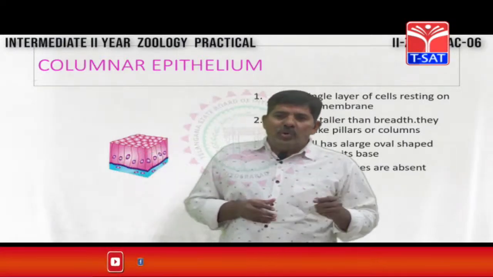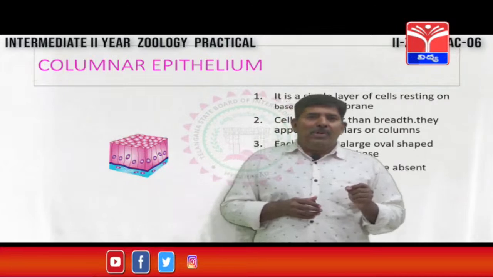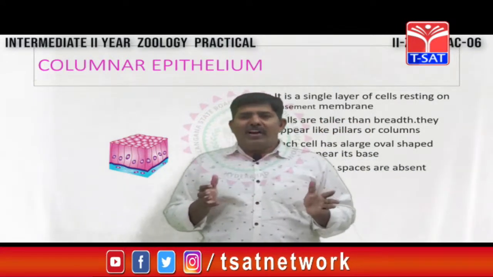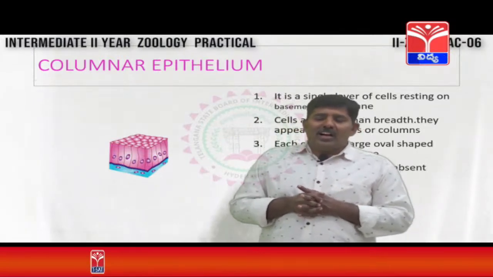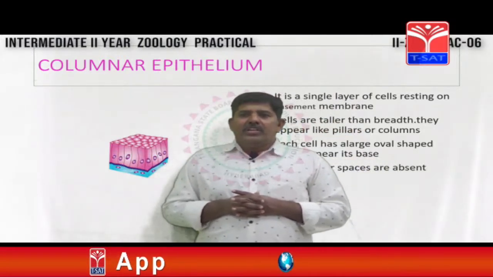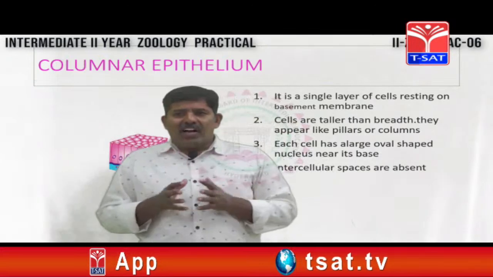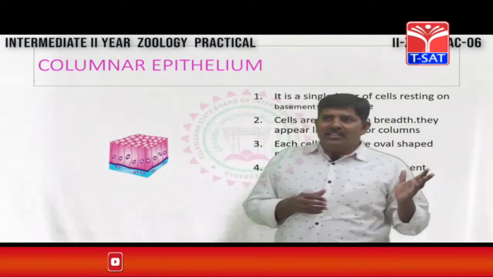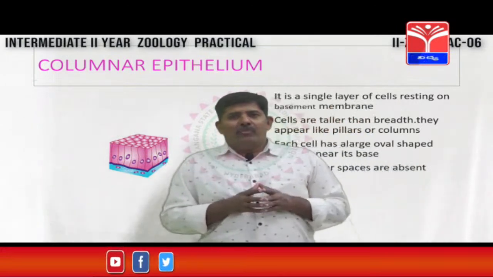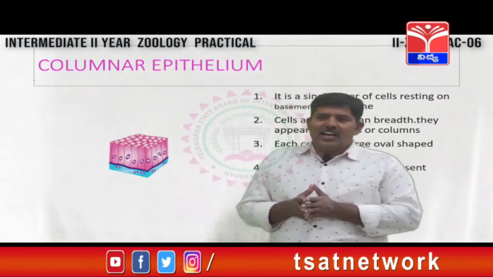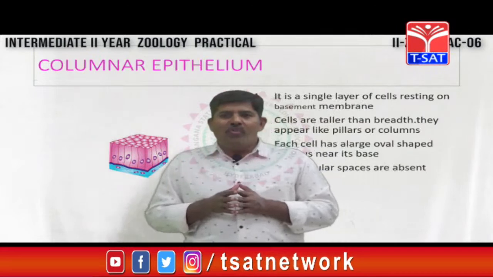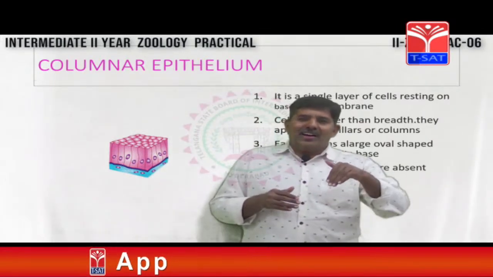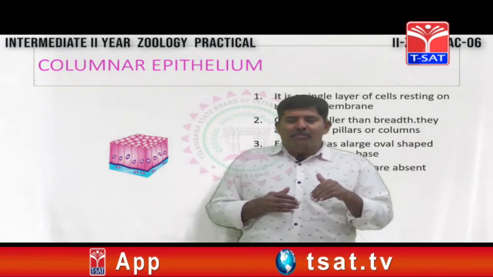So it looks like a pillar or column. That's why this type of epithelium is called columnar epithelium. Each cell is oval in shape. Previously we had a polygonal shape, but here the cell is oval in shape. The nucleus is located at the base of the cell.